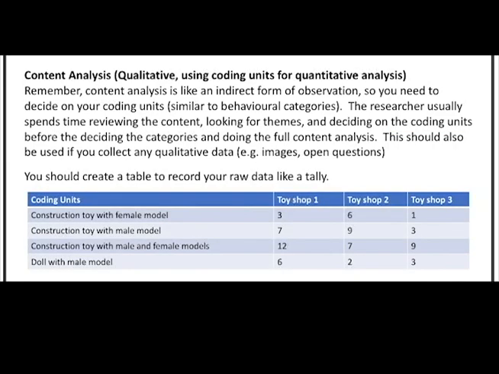In this example, the researcher is analysing the gender of the model for different types of toys. They've chosen their coding units based on these two factors and intend to do this process for 3 different toy shops.